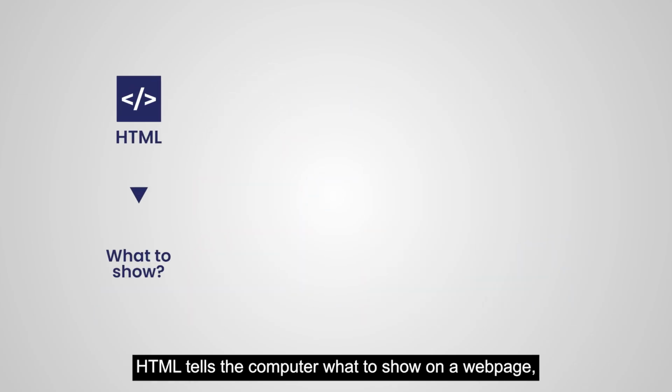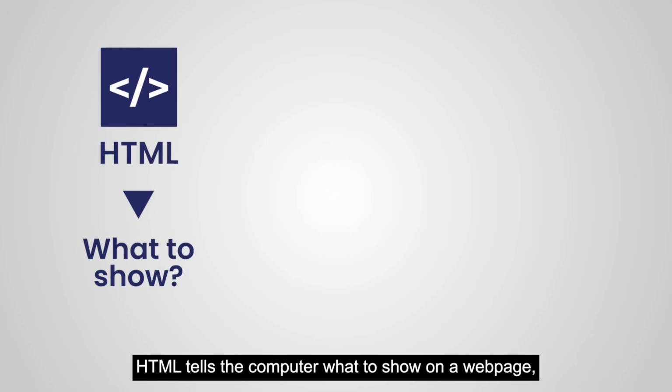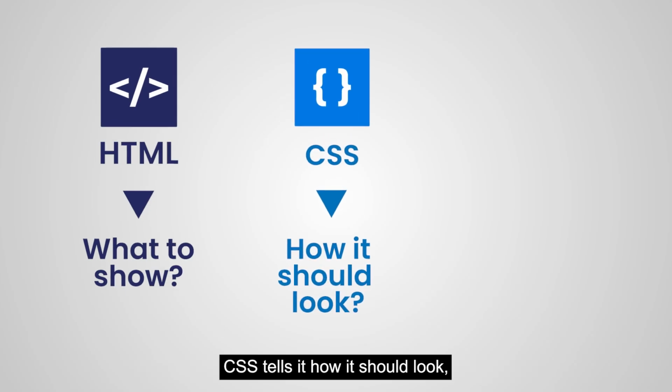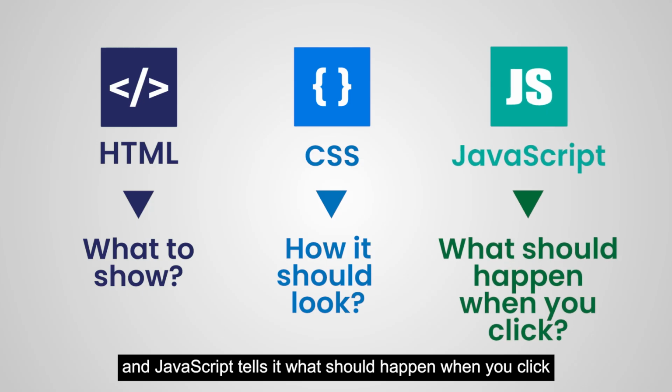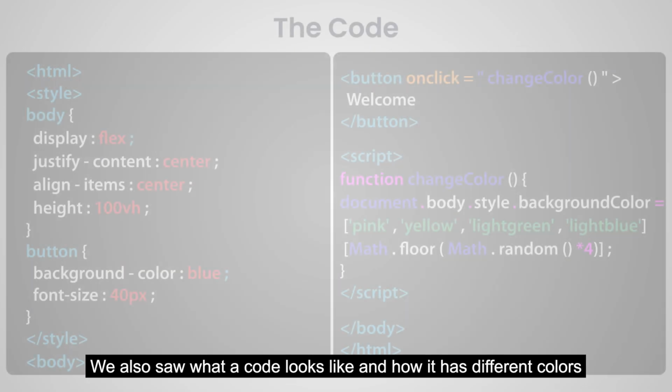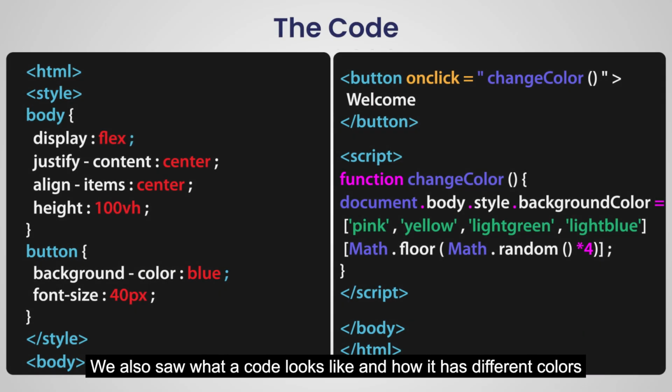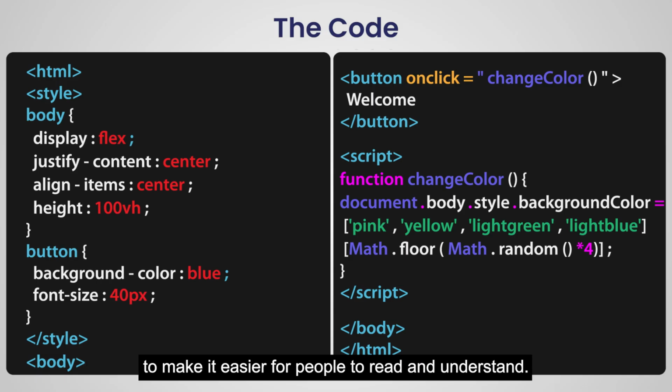Then we learned about 3 programming languages. HTML tells the computer what to show on a web page. CSS tells it how it should look. And JavaScript tells it what should happen when you click. We also saw what a code looks like, and how it has different colors to make it easier for people to read and understand.